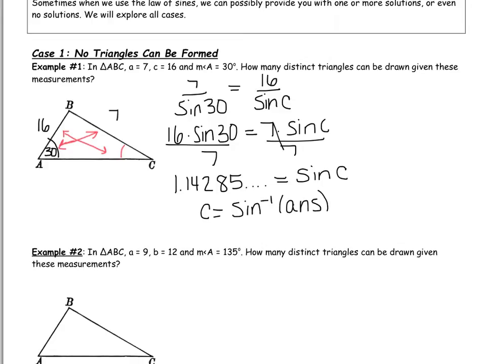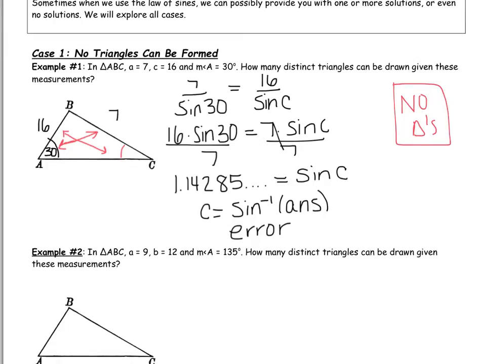If you type in second sine, second answer, you get error. The reason you get error is because, remember, sine can't be over 1. So therefore, there's no angle that I can actually get for C. So what does that mean? No triangles can be formed.